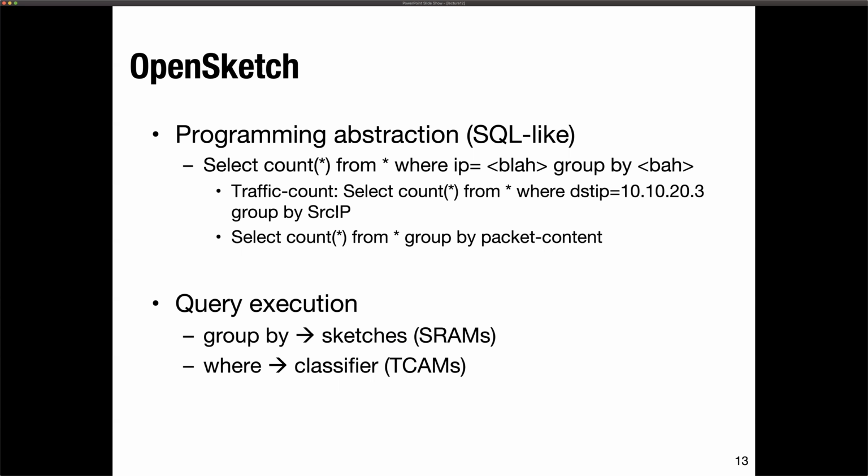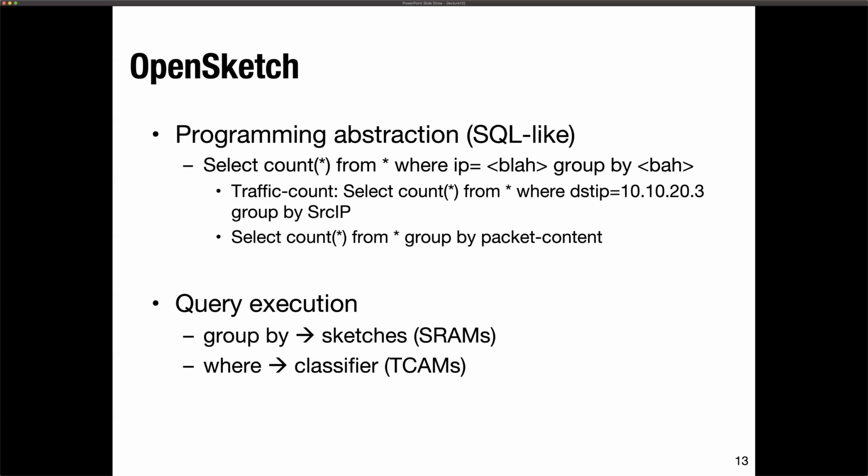And the key idea that OpenSketch was arguing is that you can use sketches to implement the group by clause in these languages, right? And the classifiers or the match action table entries that you have in the data plane can be used to execute the where clause, right? So in some sense, you can think of OpenSketch as one of the precursor ideas for Sonata, because Sonata came very late into the picture compared to these systems, right?